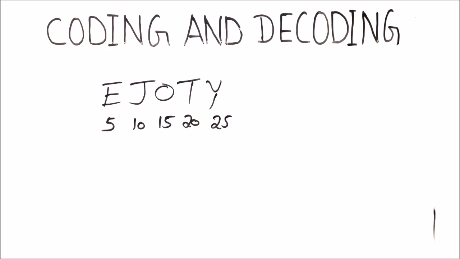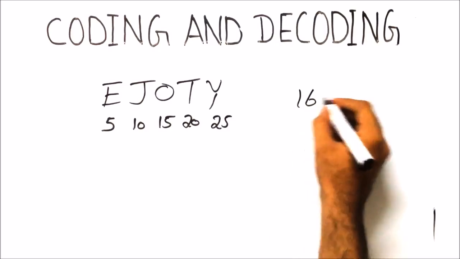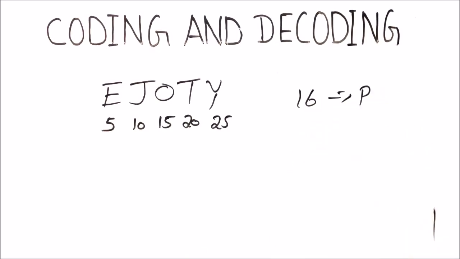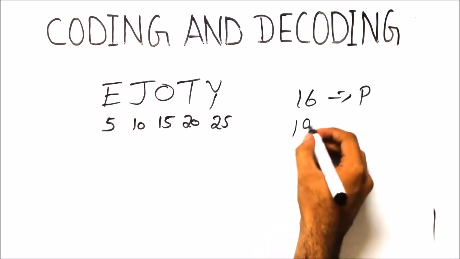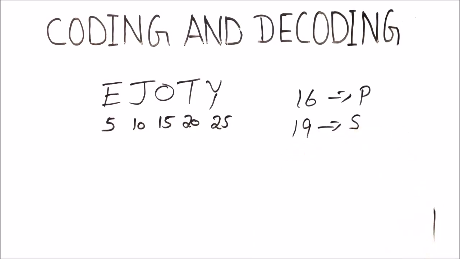For example, if I ask you at which place P comes, you can easily say that O comes at 15th and hence P comes at 16th, because P succeeds O, that is after O. If somebody asks you at which place S comes, you can easily tell that it is after T, so S comes at 19th place.